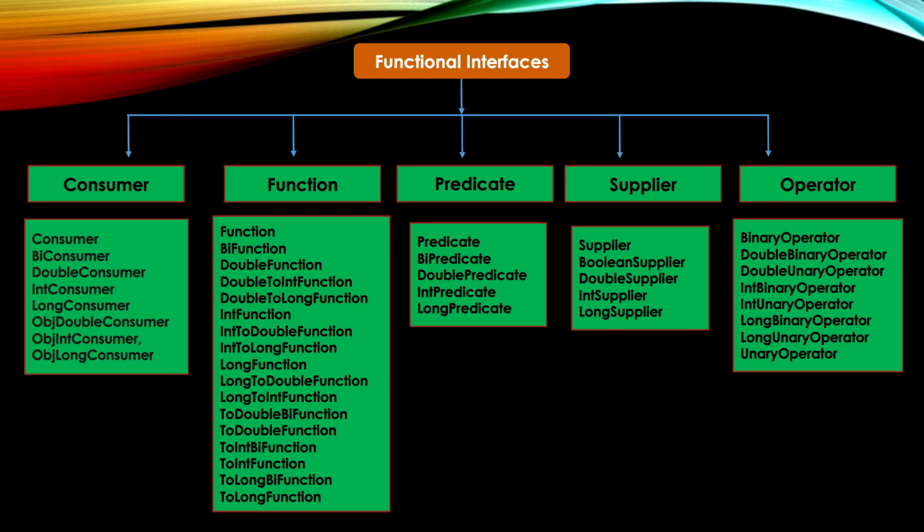Hello friends, today I'm going to explain the different types of functional interfaces we have in Java 8. One is the consumer, second is the function, third is the predicate, fourth is the supplier, and the fifth is the operator. I have segregated all the functional interfaces based on their name groups. So let's go one by one.